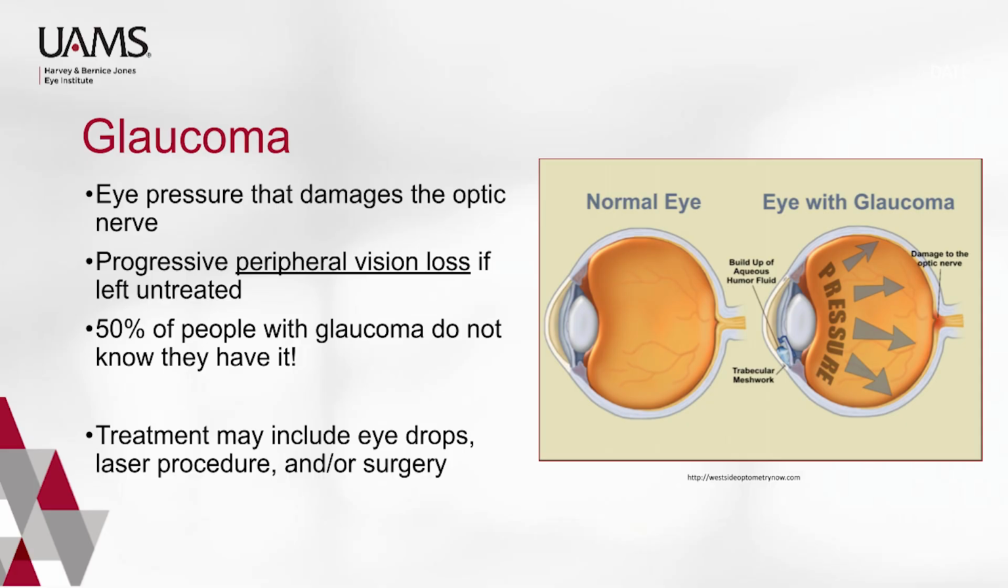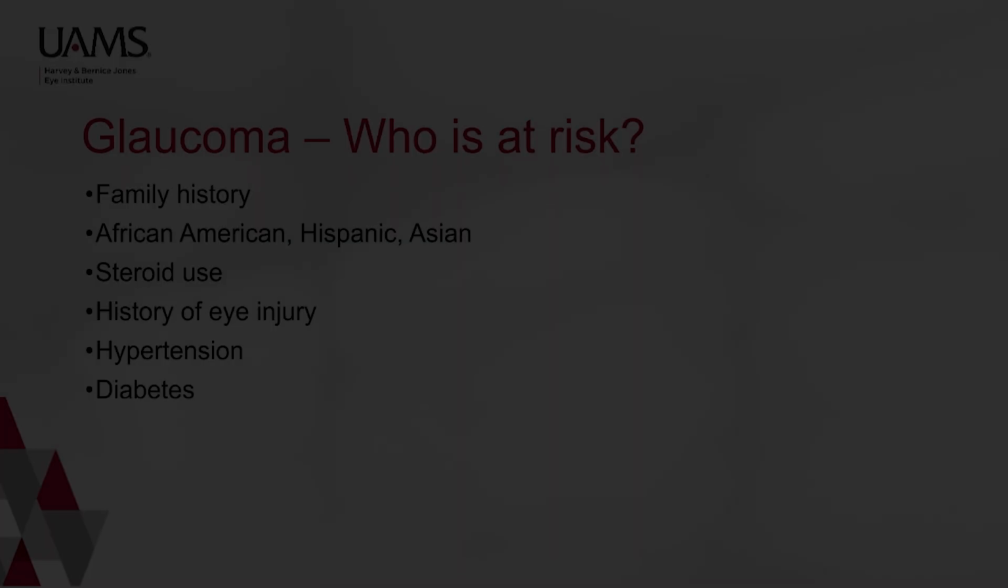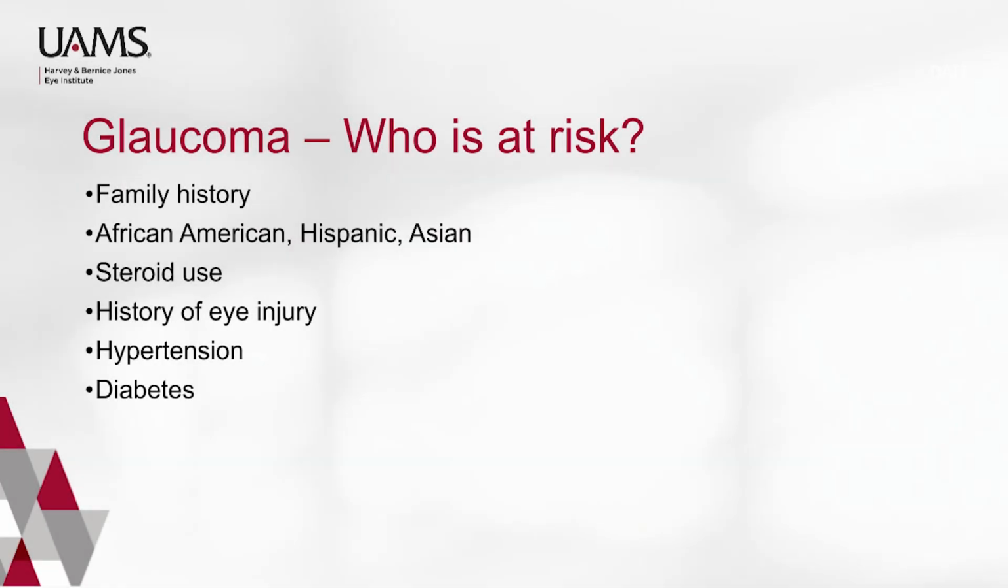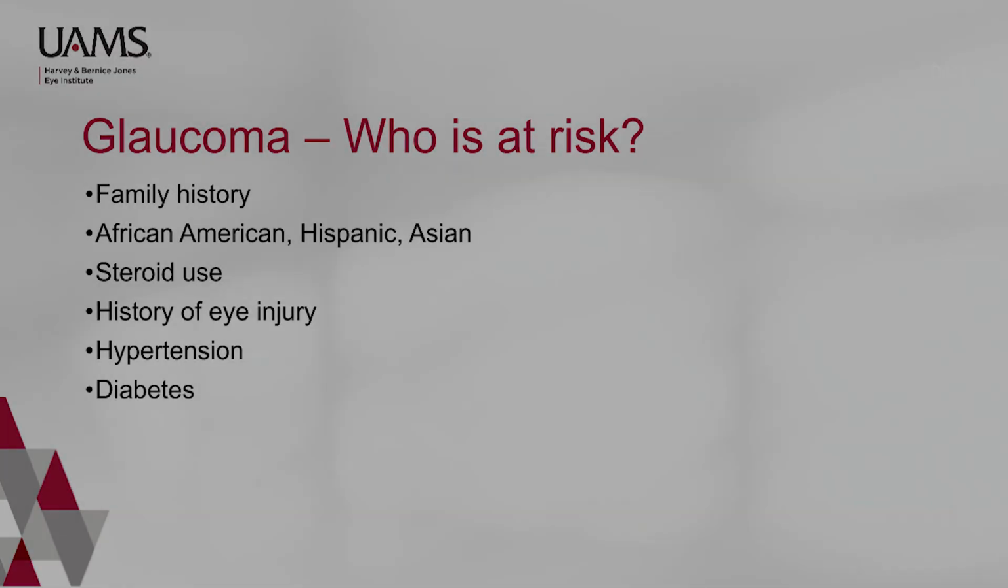Glaucoma is treatable. Treatments may include eye drops, laser procedures, and/or surgery. The important point with glaucoma is once you lose peripheral vision, you can't get it back. And so it's very important that this disease is diagnosed early and treated as soon as it starts. People at a high risk for glaucoma include those with a family history, African Americans, Hispanics, and Asians, chronic steroid use, history of eye injury, and once again, high blood pressure and diabetes.